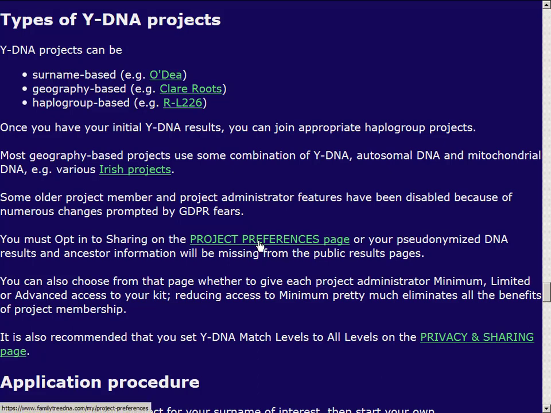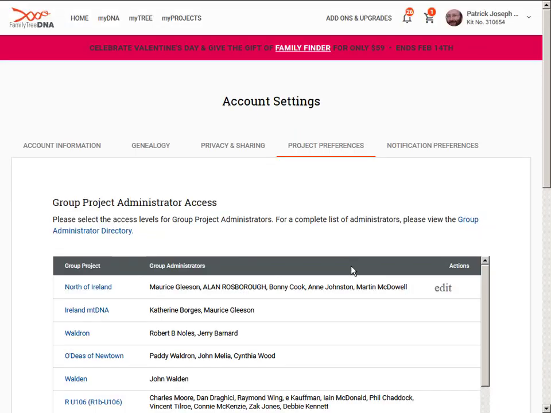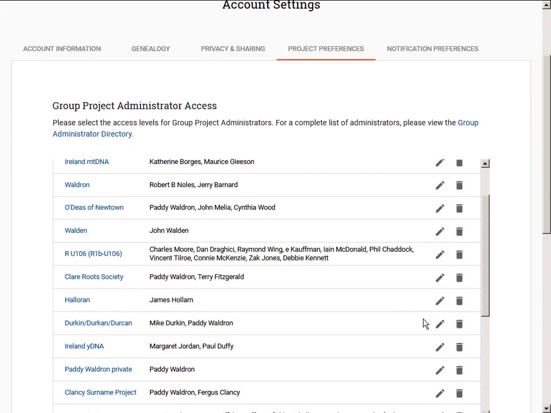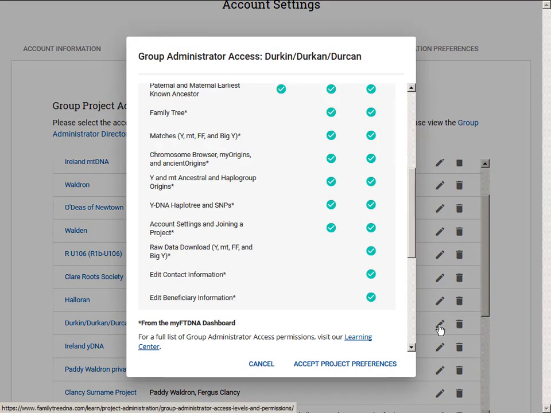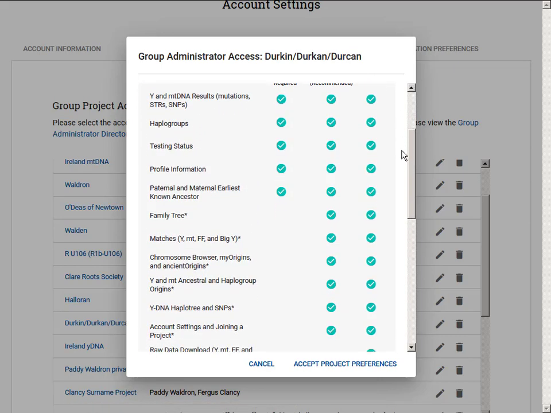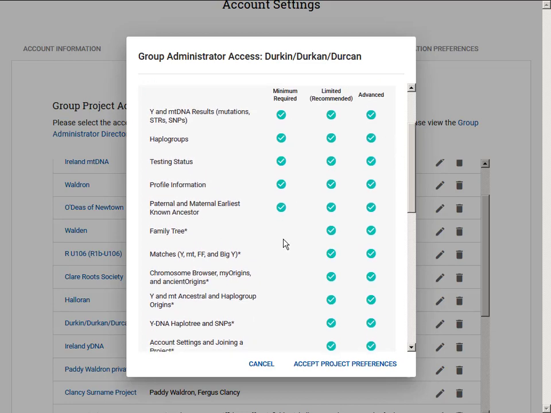There are fears about data protection, and Family Tree DNA has gone through contortions over the last year or so because of GDPR, and a lot of things have got a little bit messed up. So when you join, you must make sure that you go into your project preference pages. There's all the projects that I'm a member of with the lists of administrators, and I can click here to say what sort of access I want to give to the various administrators. It tells you what the different level of access allows the administrator to see. Minimum access allows the administrator almost nothing. You might as well not be in the project. Give the administrator limited. Give the administrator minimum. You should give at least limited.